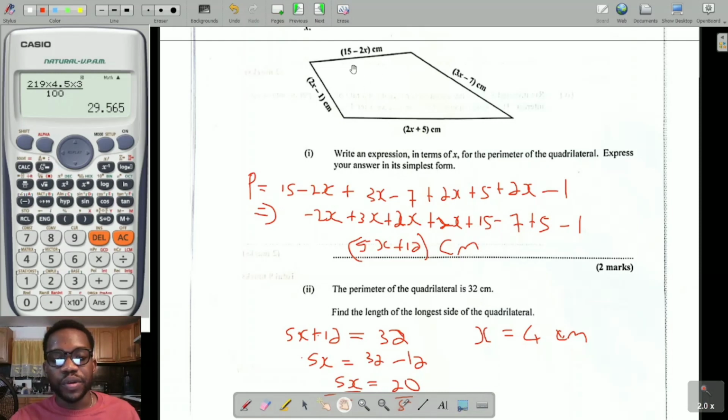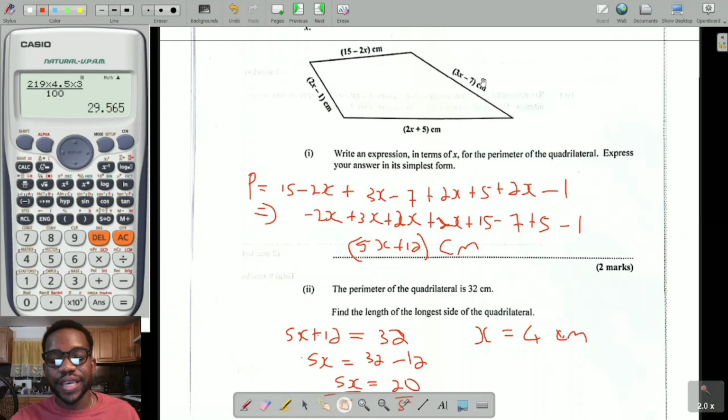Alright, now if you were to compare this, you have 15 minus 2x here. This would be 15 minus 2x. X is 4, so that's 15 minus 8 here. Now 15 minus 8 is 7. Alright, remember that. This side is 2x minus 1. 2 times 4 is 8. 8 minus 1 is 7. So these two sides are the same.